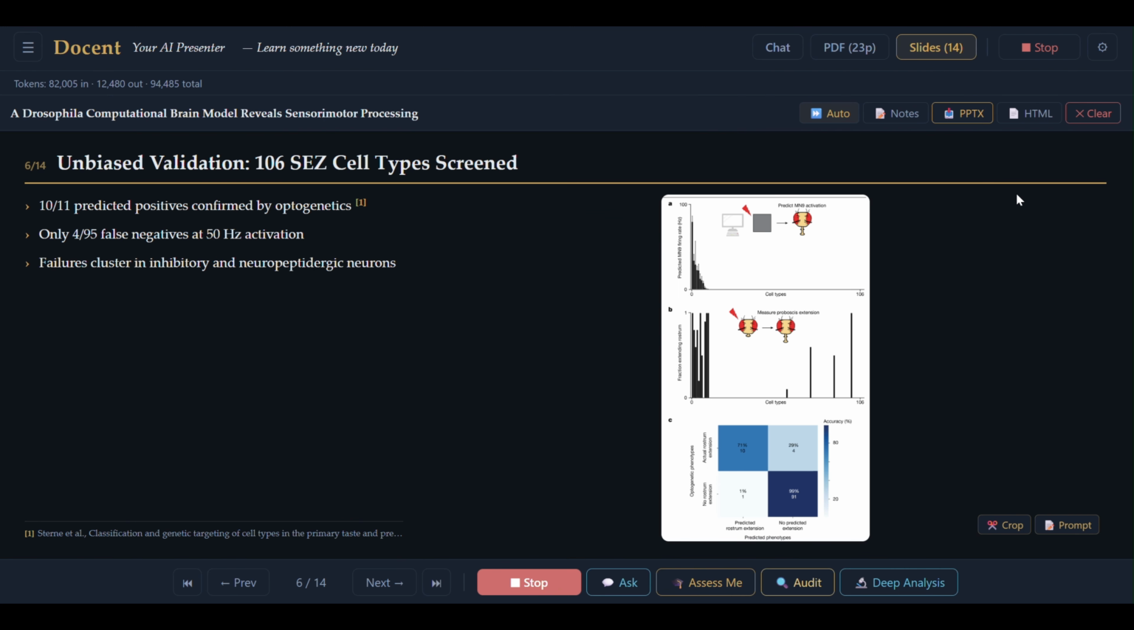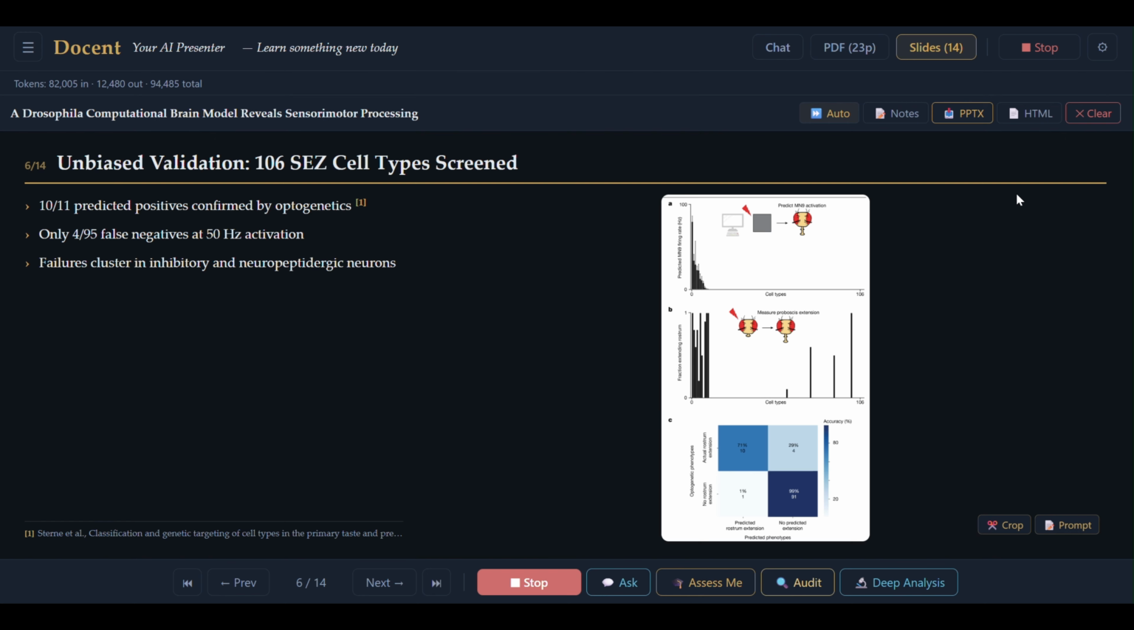This is arguably the strongest validation in the paper. Rather than testing predictions on neurons already known to be involved in feeding, the authors perform an unbiased screen of 106 SEZ cell types using the split GAL4 collection. At 50 Hz computational activation, 11 cell types are predicted to activate MN9. 10 of those 11 actually cause rostrum extension when optogenetically activated, a 91% true positive rate. Of the 95 predicted negatives, only 4 show non-zero rostrum extension, giving a 96% true negative rate.